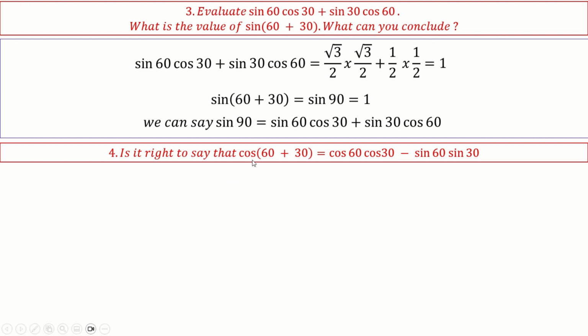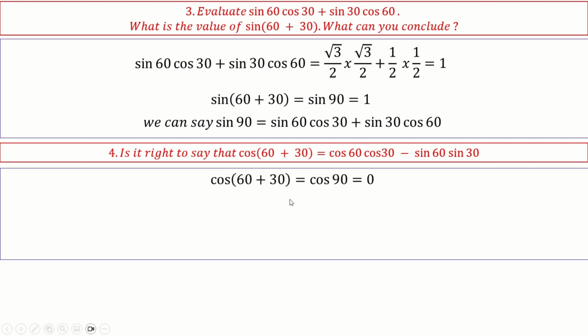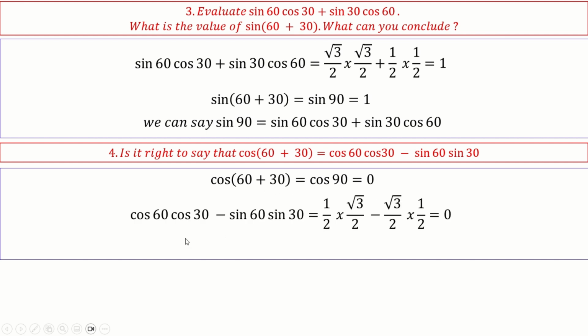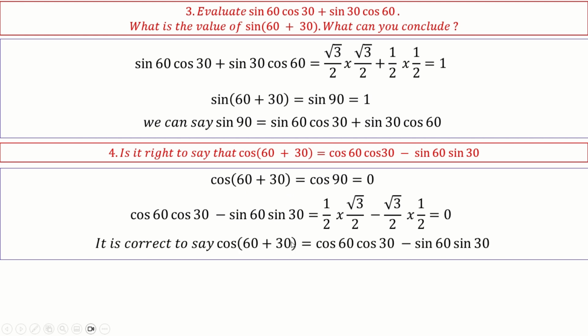Is it right to say cos 60 plus 30 equals cos 60 cos 30 minus sin 60 sin 30? Let's just substitute values and see. Okay, cos 60 plus 30 is 0 and this one is also 0. So yeah, we can say that both are equal. And as of now, this is valid only for 30 and 60 degrees. Okay, not more than that. For generalizing, we need to prove it. This is not a proof. This is only an example applicable for one particular value.